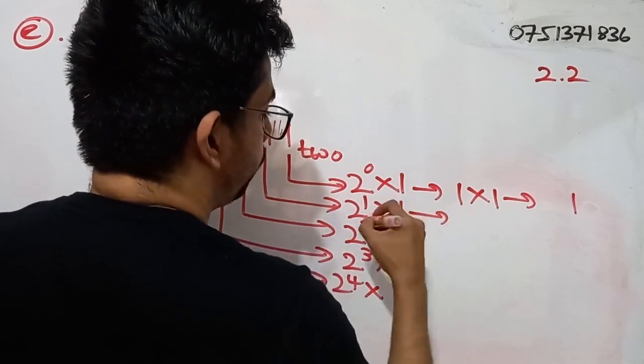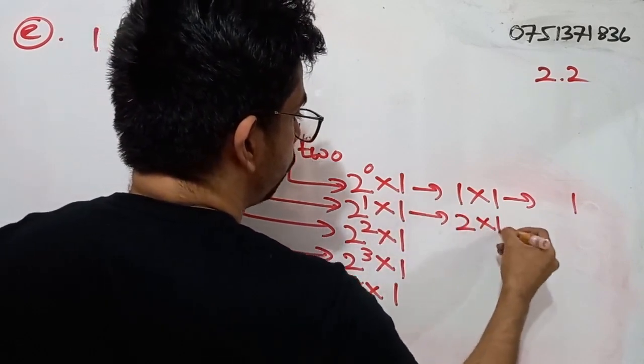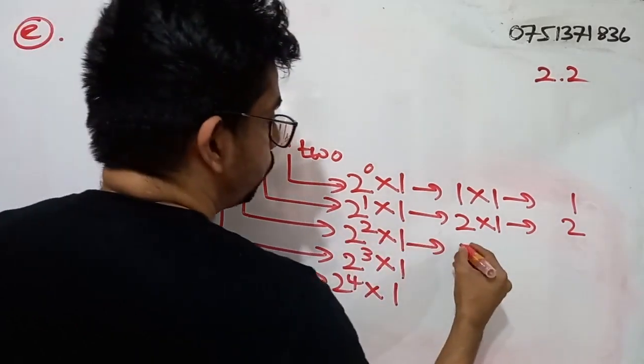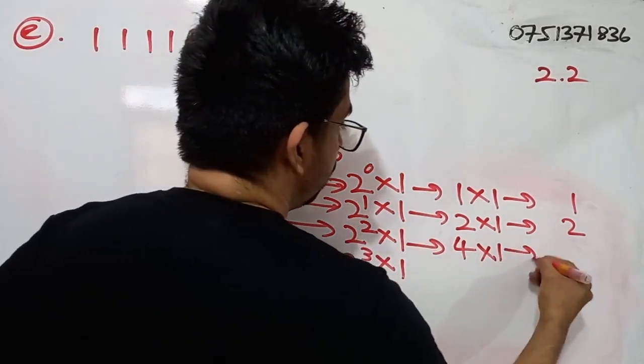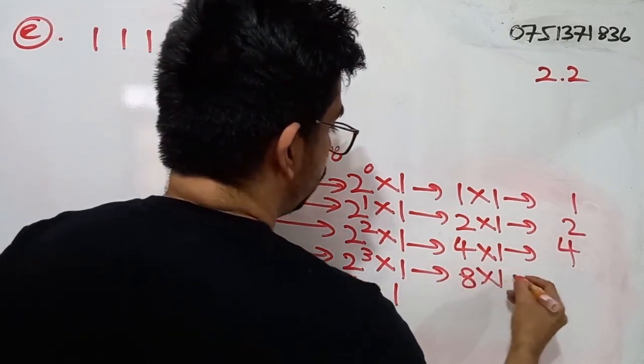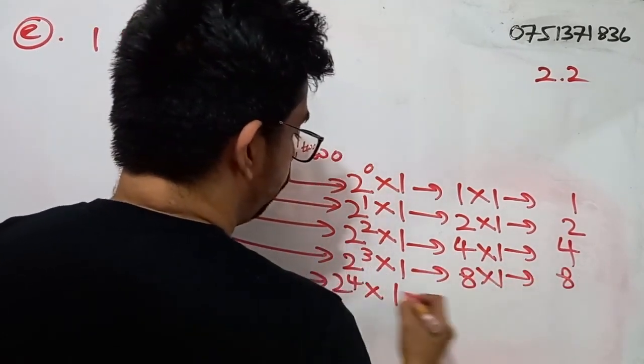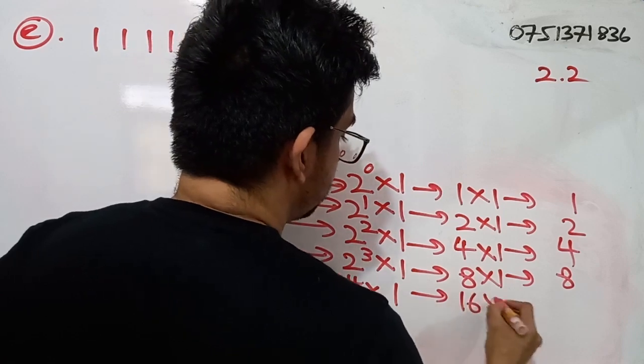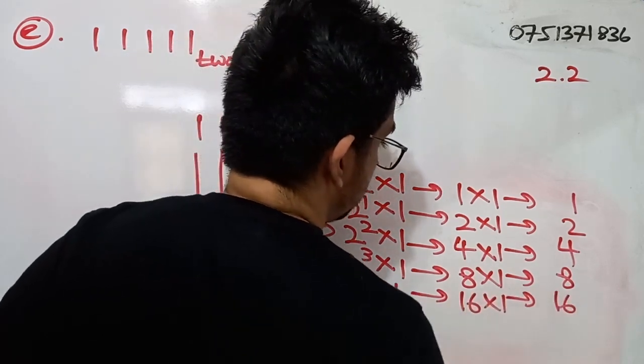1. 2 to the power 1, that is 2. 2 into 1, we get 2. 2 to the power 2, that is 4. 4 into 1, that is 4. 2 to the power 3, that is 8. 8 into 1, 8. 2 to the power 4, that is 16. 16 into 1, that is 16.